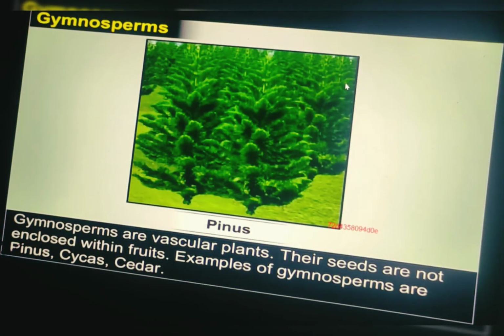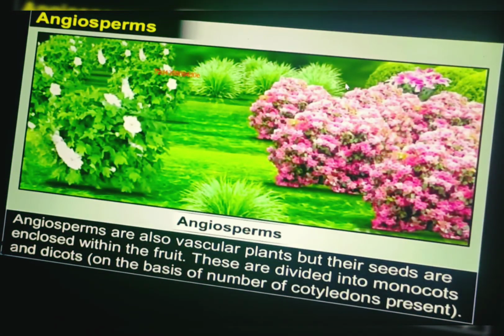Phanerogamae includes two groups of plants, gymnosperms and angiosperms. Gymnosperms are vascular plants whose seeds are not enclosed within fruits. Examples of gymnosperms are Pinus, Cycas, and Cedar. Angiosperms are also vascular plants, but their seeds are enclosed within the fruit.